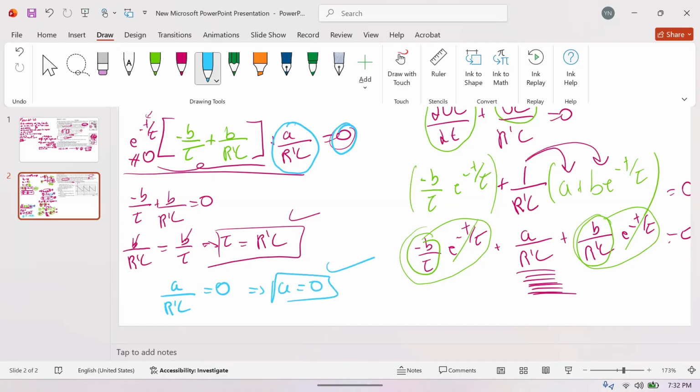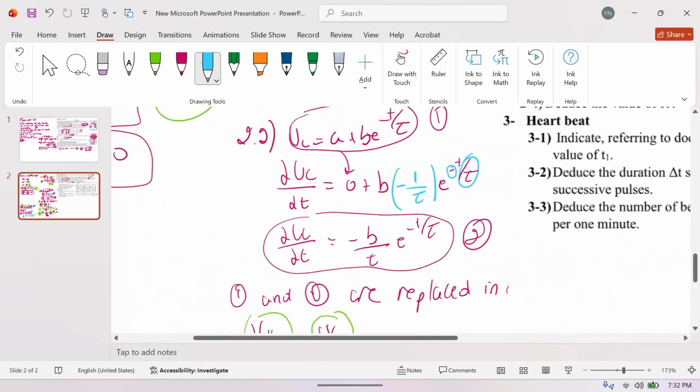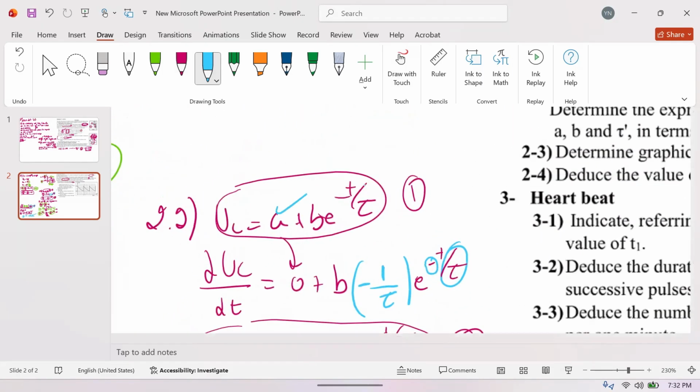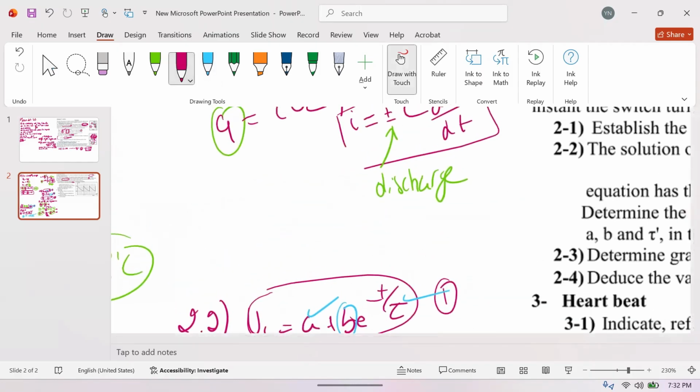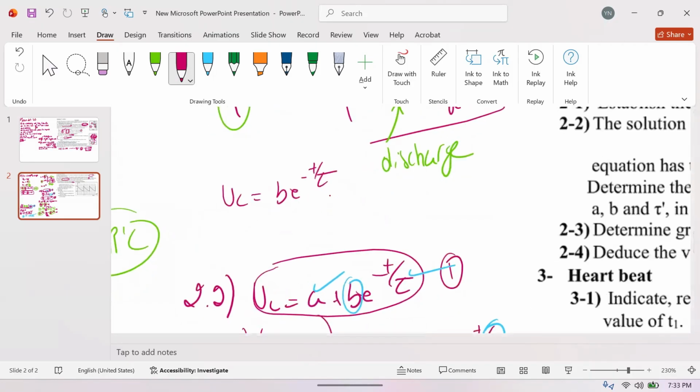So I found tau, I found A, I still have one missing thing. I found A, I found tau, I still have B. So B is the problem. When you solve all of these steps and you still have one unknown, you're left with one choice. This is the last step you have to do, which is rewrite your expression. UC equals, A is 0, so we will be removing A, B e to the minus t over tau. Okay? I'm trying to find B and I cannot.